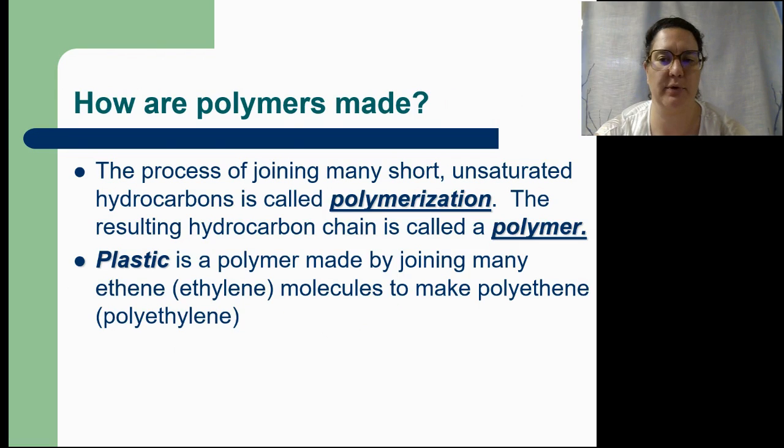When we're looking at polymers made out of hydrocarbons, making polymers is the joining of many short unsaturated hydrocarbons. So we're talking about alkenes and alkynes, and we're joining them together. So the resulting hydrocarbon chain is called a polymer. So plastic is a polymer made by joining ethene molecules to make polyethylene. So we call this polyethylene.